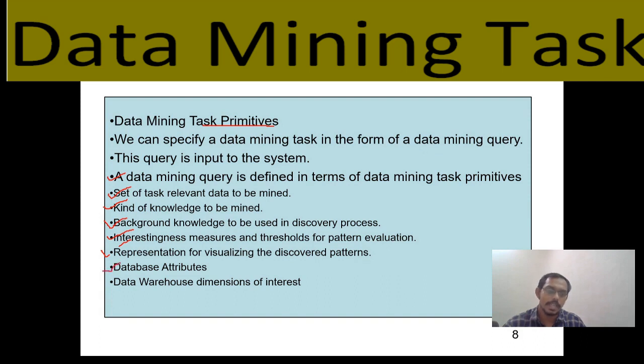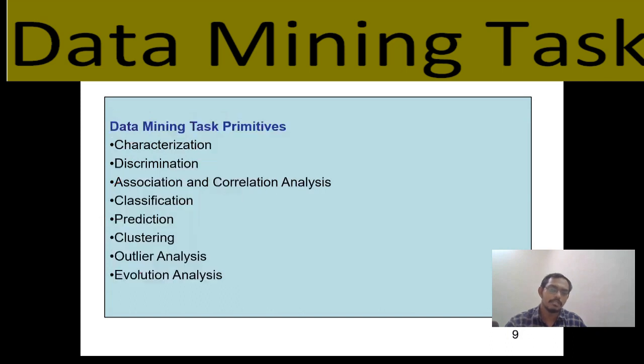And the next is the database attributes used for data mining. For the database, first we have to identify which attribute is relevant, and after that we can add this attribute to the data mining procedure. The last one is the data warehouse dimension. When we store the data, it should be in the proper format, so you have to maintain the hierarchy and the dimension in which you want to store the data. So this is the task of data mining.